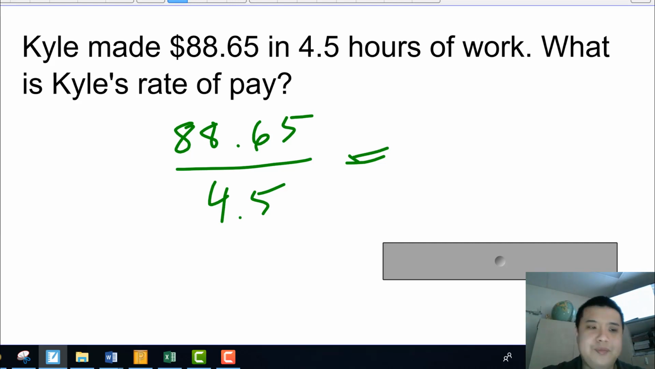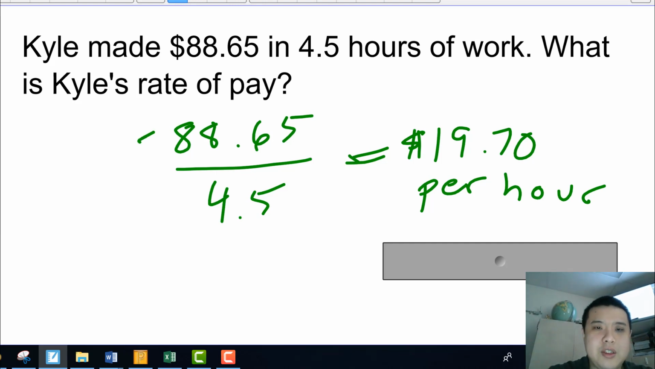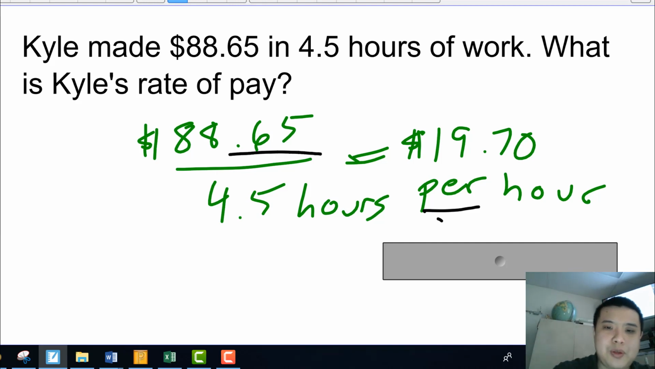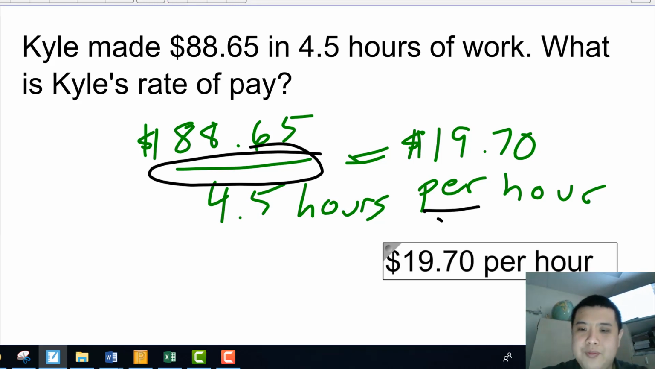And when we do that in our calculators, we should get 19.7, which means he gets $19.70 per hour. Make sure you're using units in here because this is $88.65 and this is hours. Remember, the word per means divide. Per means divide, which is what we used right here. Remember that fractions are division. $19.70 per hour, and our answer is correct.